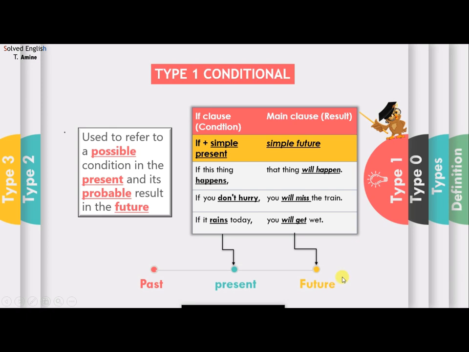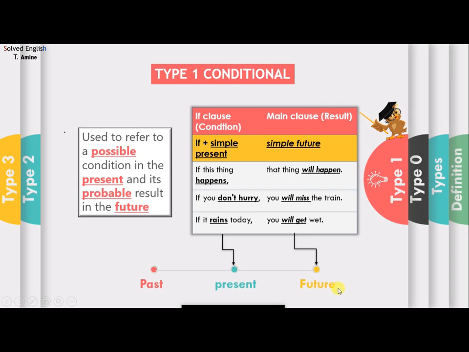Let's look at the other example. If it rains today, you will get wet. Now, if it rains today, this is just a possibility, okay? It may happen and it may not happen, but it's a possibility. So it stays a possibility in the present. If it rains today, you will get wet. You will get wet is the probable result in the future.